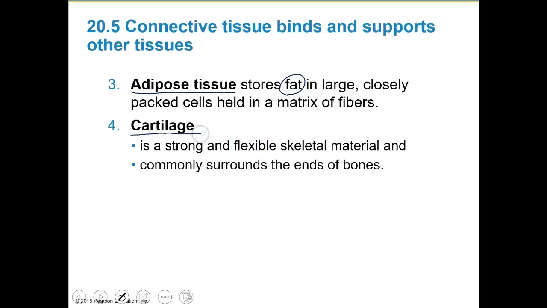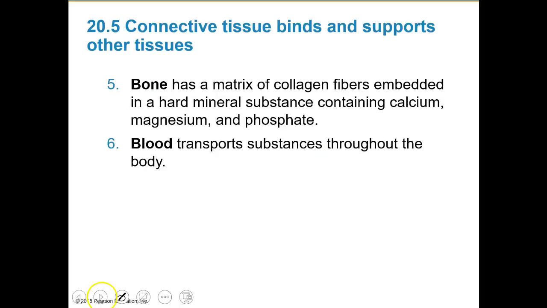Cartilage is also really important. It's really strong and flexible. It's a kind of skeletal material. You find it at the ends of bones. It's also that slippery end that allows two bones not to meet each other and cause friction, because that's very problematic. So cartilage is helpful for making sure bones don't meet.